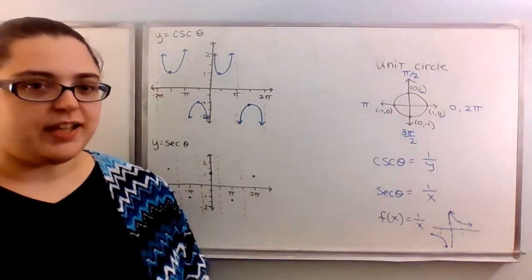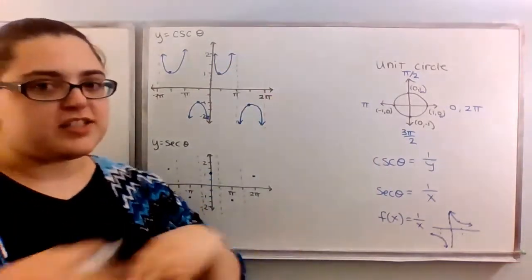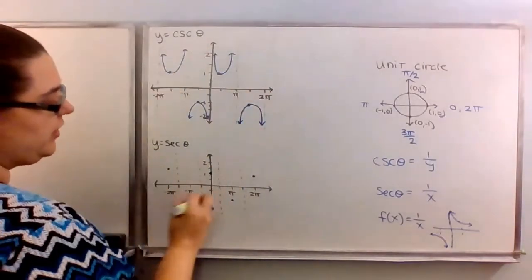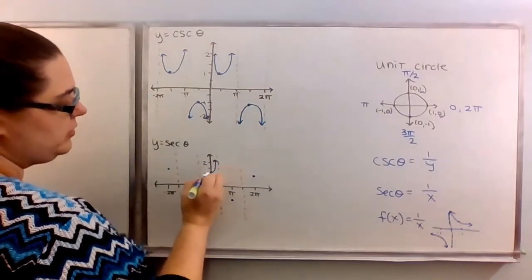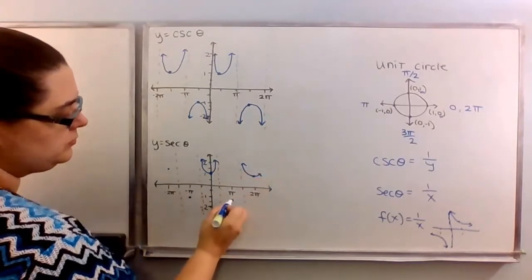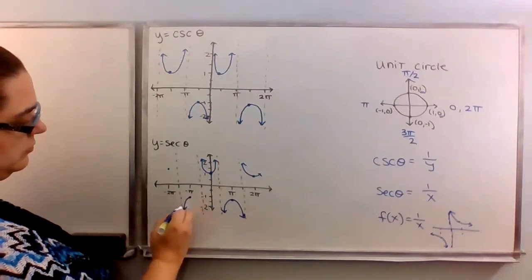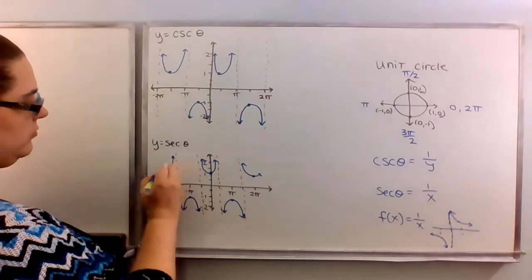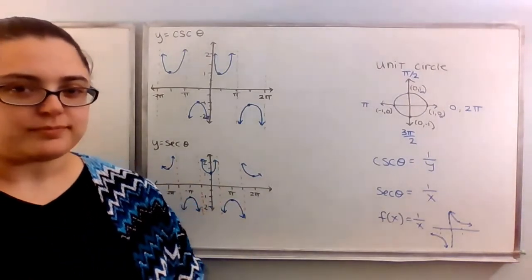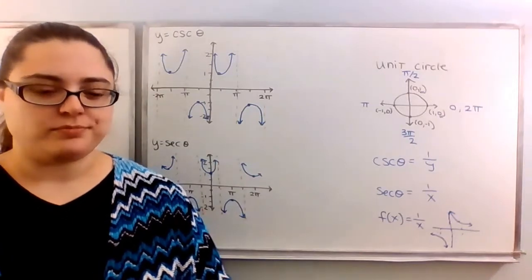And just like cosecant is an explosion of the sine function going out, secant is an explosion of the cosine function. So it's going to look very similar to here, just shifted a little bit. So we're going to have these pieces coming up, these pieces going down, and so on. So that's what we're going to get when we graph secant and cosecant.